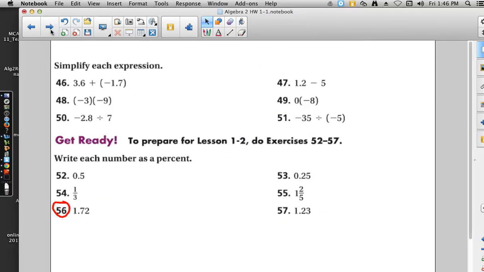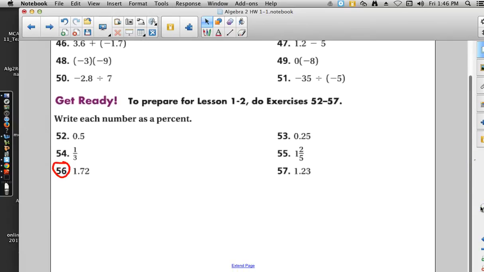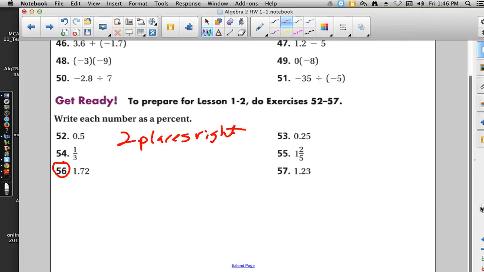Then for the last portion, for number 56, these say to prepare for lesson 1-2, we need to know how to write each one of these numbers as a percent. Well, to write numbers as a percent, you move the decimal 2 places to the right. So 1.72 is 172%. And that is what we needed to have.